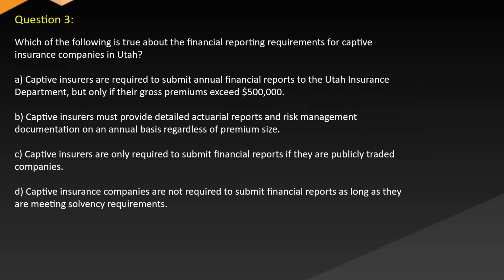validated. Question 3. Which of the following is true about the financial reporting requirements for captive insurance companies in Utah? A. Captive insurers are required to submit annual financial reports to the Utah Insurance Department, but only if their gross premiums exceed $500,000. B. Captive insurers must provide detailed actuarial reports and risk management documentation on an annual basis regardless of premium size. C. Captive insurers are only required to submit financial reports if they are publicly traded companies. D. Captive insurance companies are not required to submit financial reports as long as they are meeting solvency requirements.